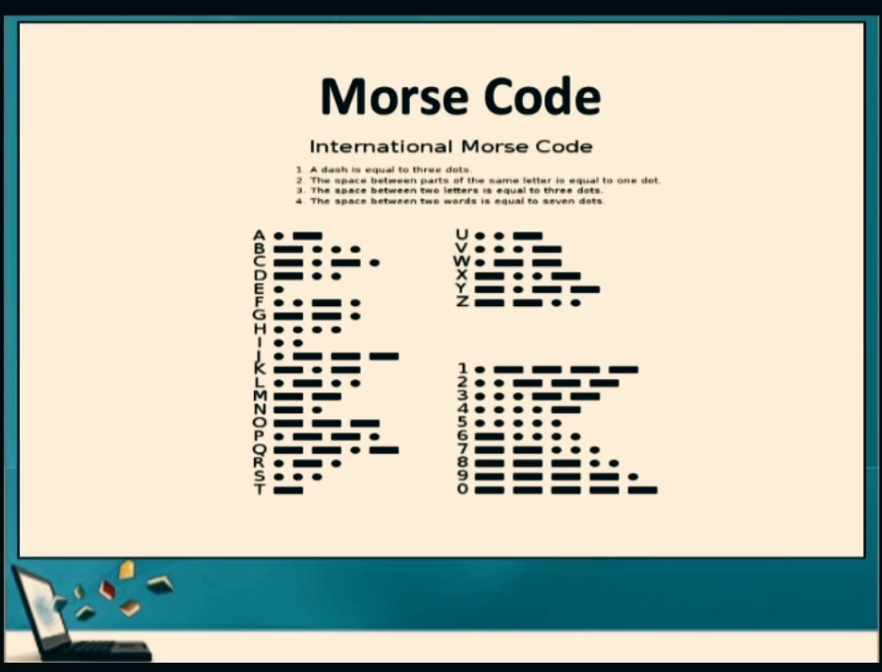Morse code. International Morse code. 1. A dash is equal to 3 dots. 2. The space between parts of the same letter is equal to 1 dot. 3. The space between two letters is equal to 3 dots. 4. The space between two words is equal to 7 dots.